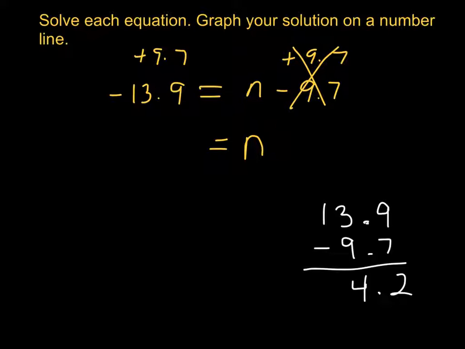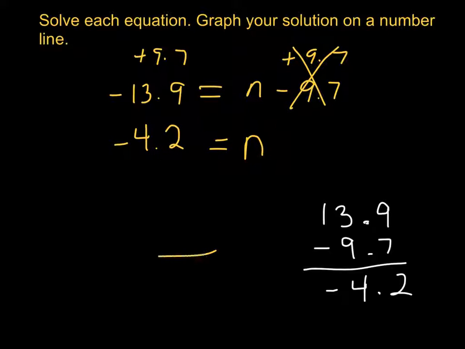The thing I need to remember is that my final answer needs to be negative, because when I take a look at this one, I'm at negative 13.9. If I add 9.7, I'm getting closer to 0, but I'm still on the negative side. So my final answer is negative 4.2, or 4 2/10.